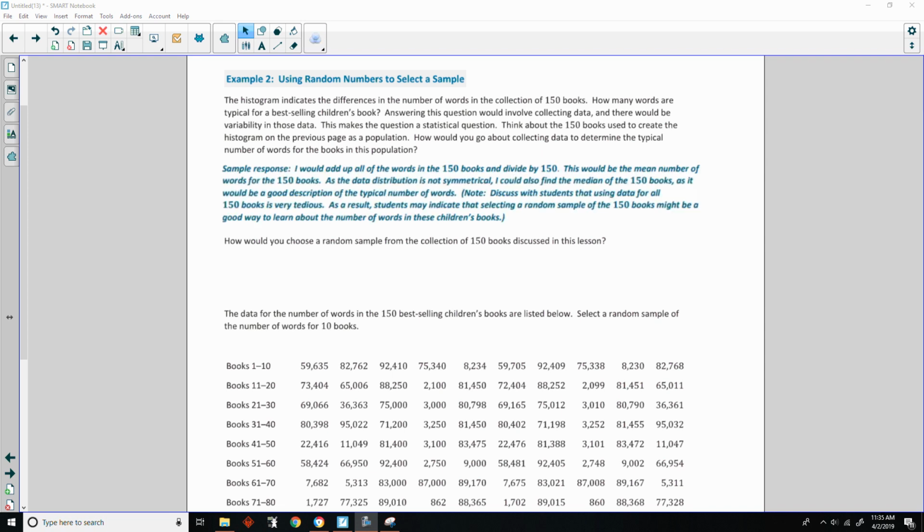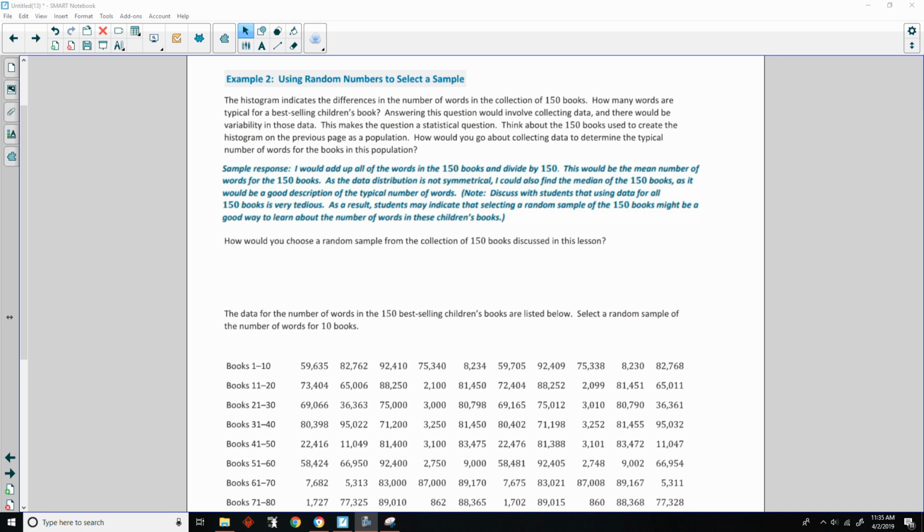Okay, here's a sample response. I would add up all of the words in the 150 books and divide by 150. This would be the mean or average number of words for the 150 books. As the data distribution is not symmetrical, I could also find the median of the 150 books, as it would be a good description of the typical number of words. And there's a note: discuss with students that using data for all 150 books is very tedious. That's what the population would be. A population is when you're using all of the data given.